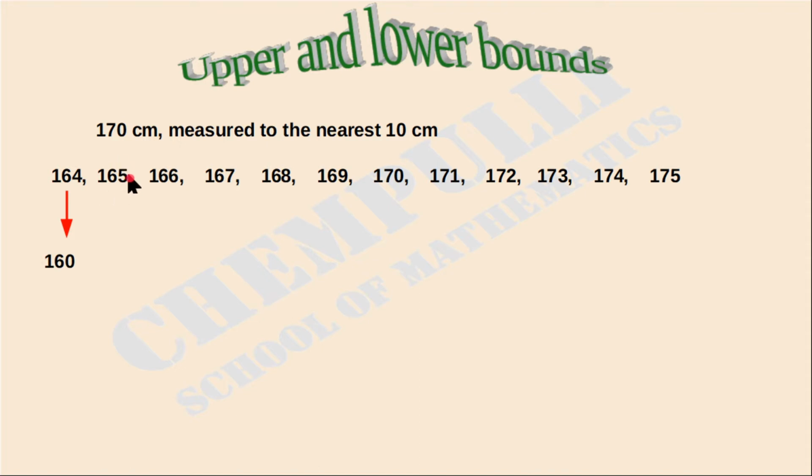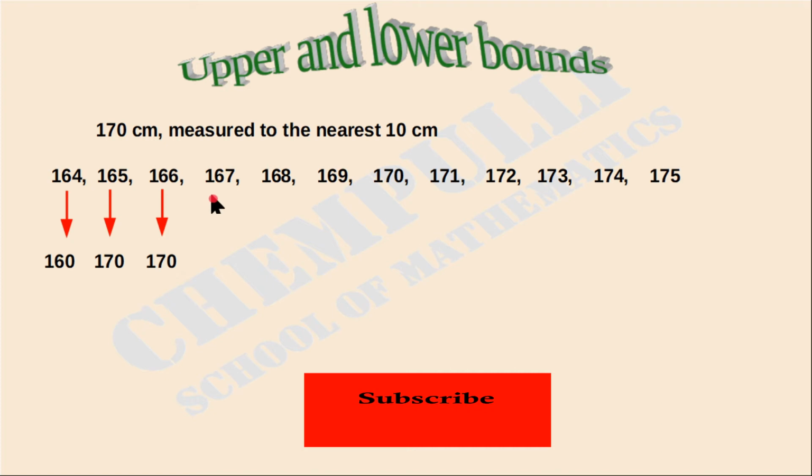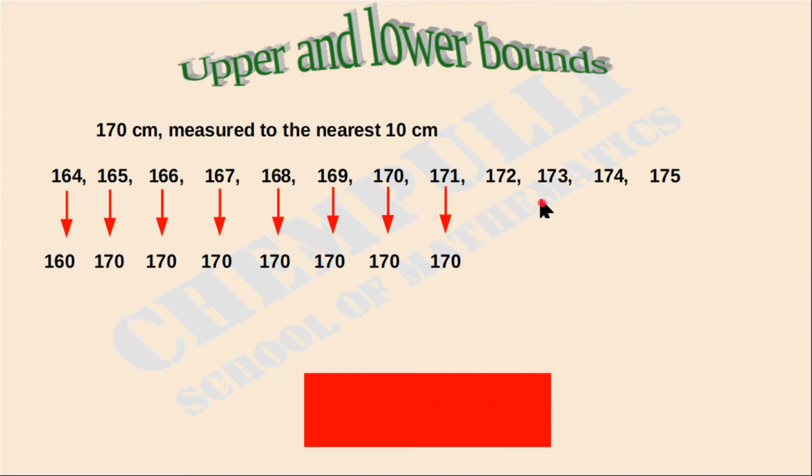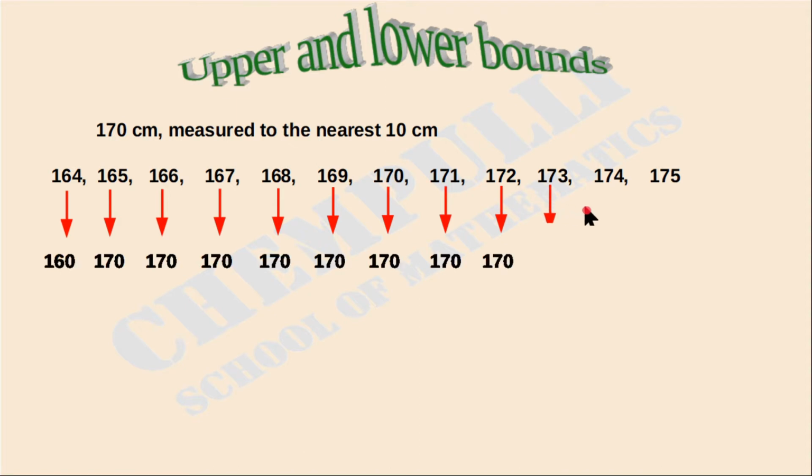Then 165 rounded off to the nearest tens, in that case we will get the answer 170. Then 166, we will get 170. 167, 170. 168, 170. 169, 170. 170, 170. 171, 170. Then 172, 170. Then 173, you will get the value 170. 174, you will get the value 170. And 175, 180. These all values are rounded off to the nearest tens.